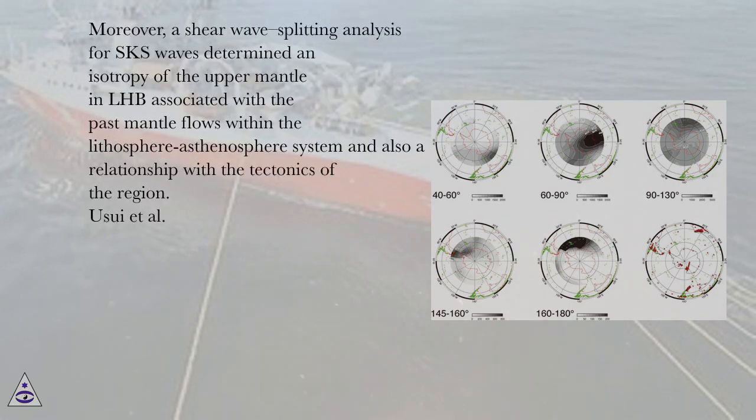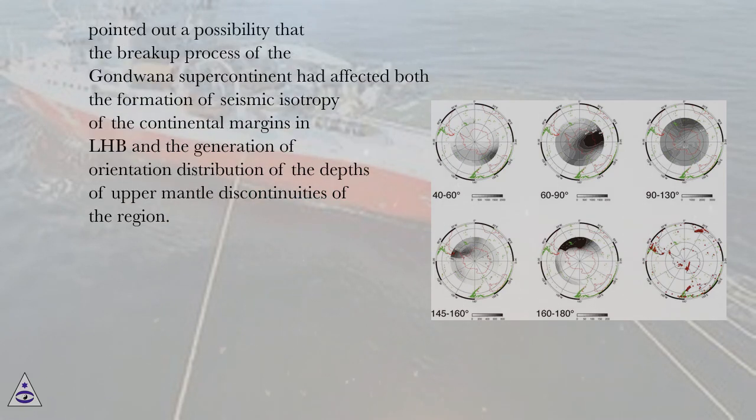Moreover, a shear wave splitting analysis for SKS waves determined an anisotropy of the upper mantle in LHB associated with the past mantle flows within the lithosphere-asthenosphere system and also a relationship with the tectonics of the region. Usui et al. pointed out a possibility that the breakup process of the Gondwana supercontinent had affected both the formation of seismic anisotropy of the continental margins in LHB and the generation of orientation distribution of the depths of upper mantle discontinuities of the region.